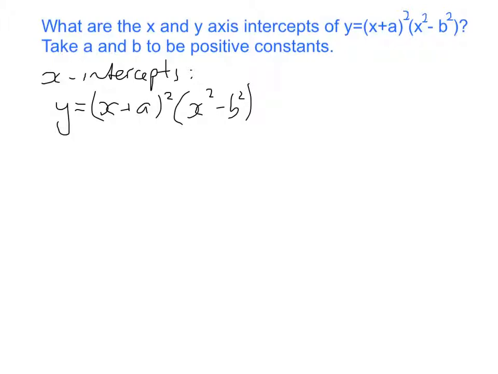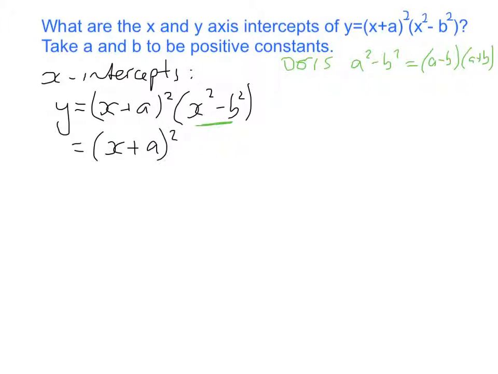This second part here is a difference of 2 squares. So if we have a squared minus b squared, that is equal to a minus b times a plus b. So in our case, we can rewrite this as x plus a, all squared, times x plus b, and x take away b.